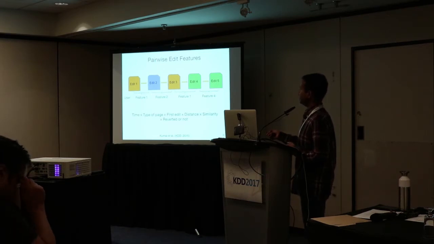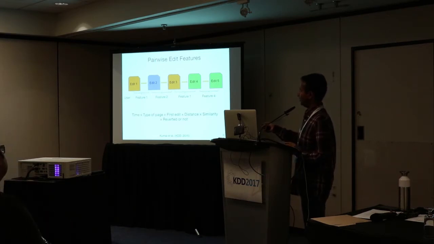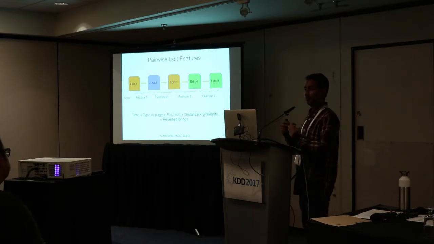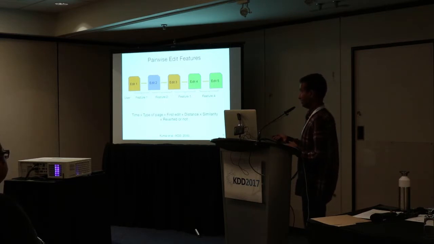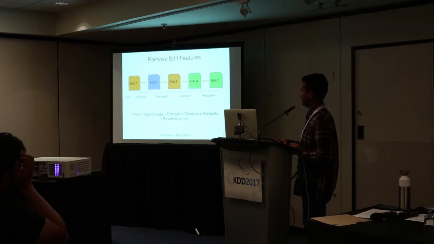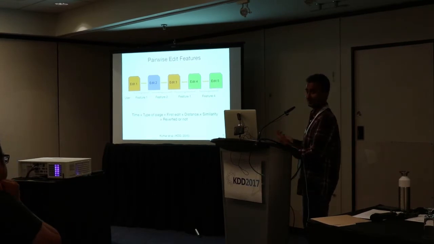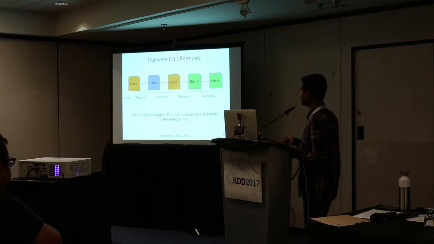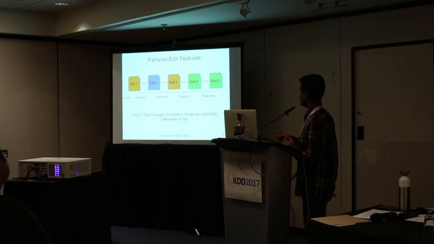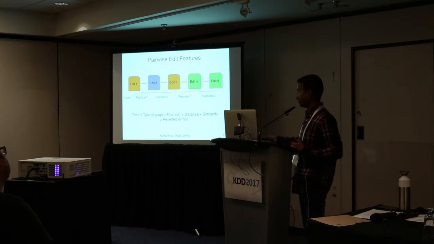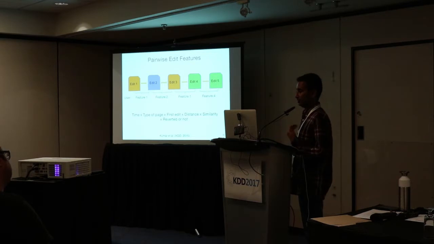Each of these features is a compact representation of the relation between both the edits and both the pages that are being edited. And this is defined based on the time difference between these two edits, the type of the page that is being edited, whether the edit itself is a first edit or not, what is the distance between the two edits, what is the distance between the two pages that are being edited in the Wikipedia hyperlink graph, and what is the similarity, and whether the edit was reverted or not.